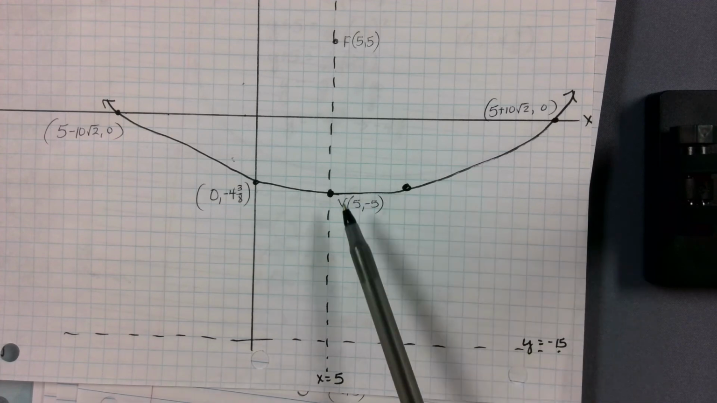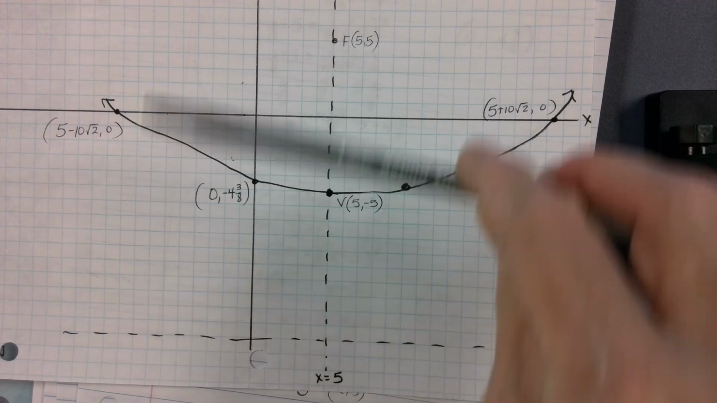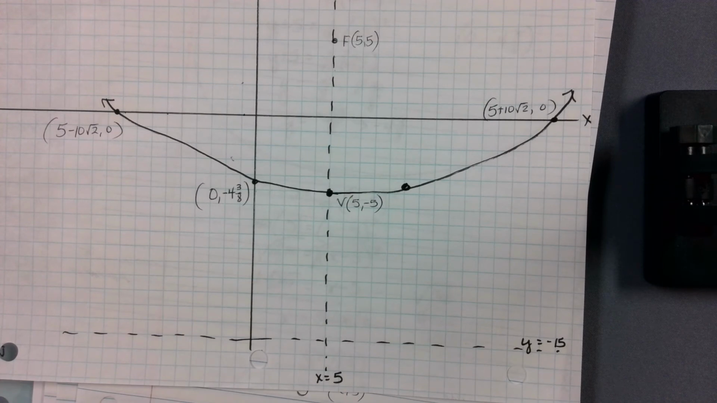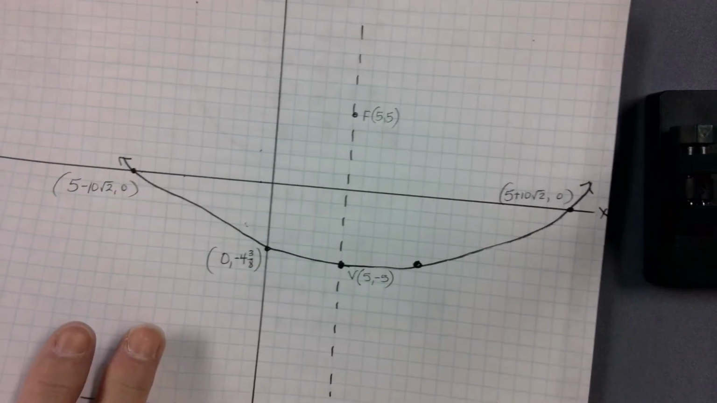So if you'll graph the vertex and the axis of symmetry first, then do your directrix and your focus, then start finding your points for your parabola. Your parabola should go in the opposite direction of the directrix, away from it, right? Any questions so far? Anybody? Okay, a lot of stuff to think about, right?